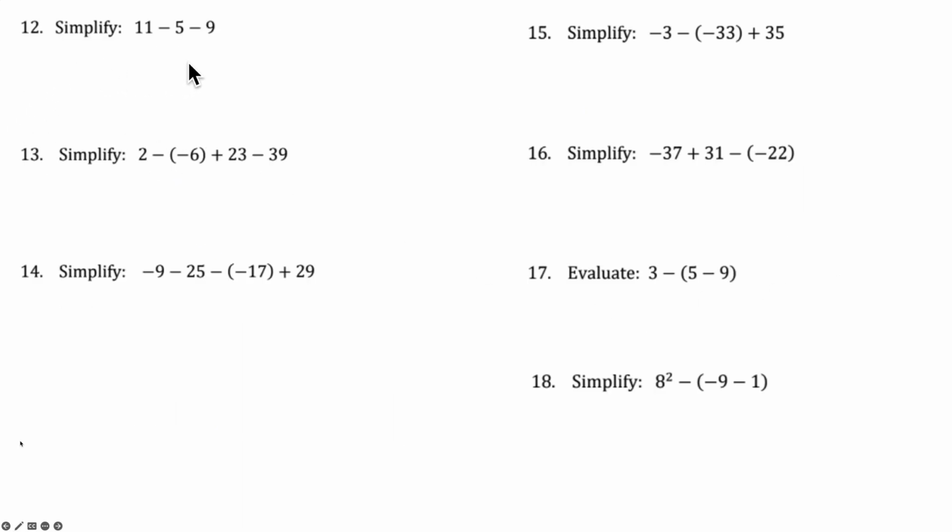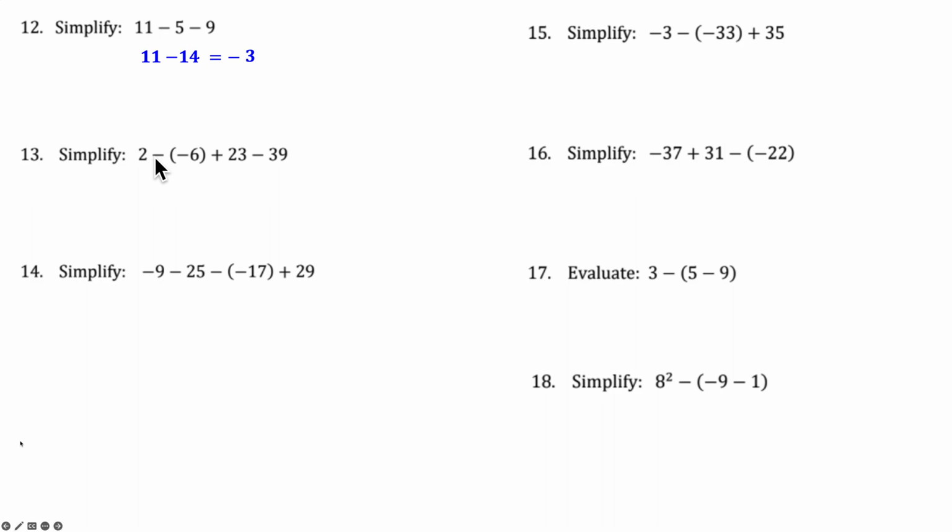12. Okay, let's simplify. Okay, again, more than two numbers. I have a positive, a minus, and a minus. Take care of the negatives first. This will be a negative. Add the two numbers together, negative or minus 14. Bring down the 11. Now it's two numbers. Okay, so 14 is bigger. The answer is negative. 14 minus 11, 3.